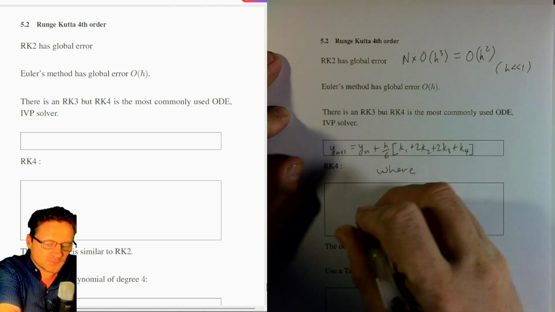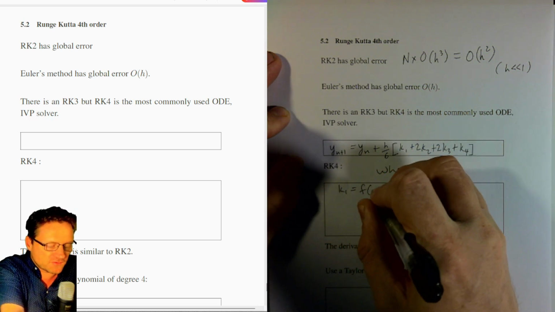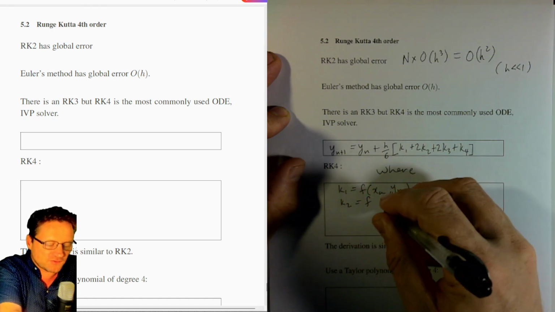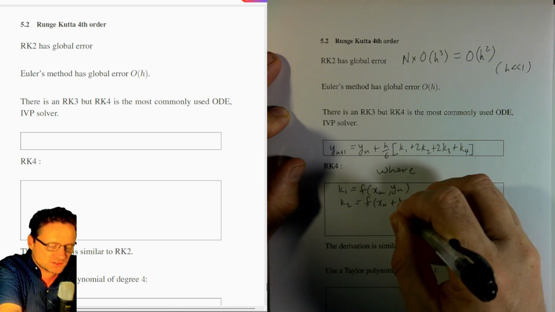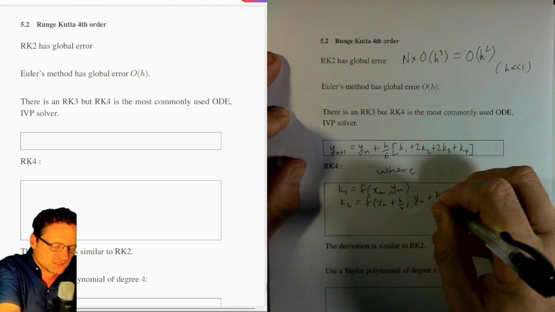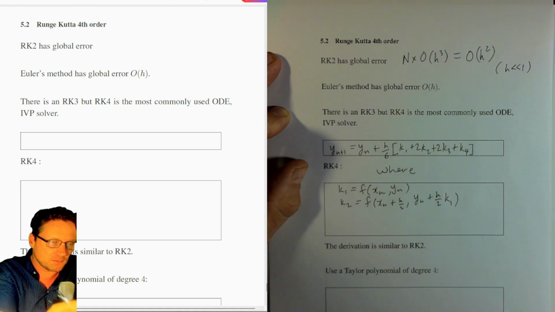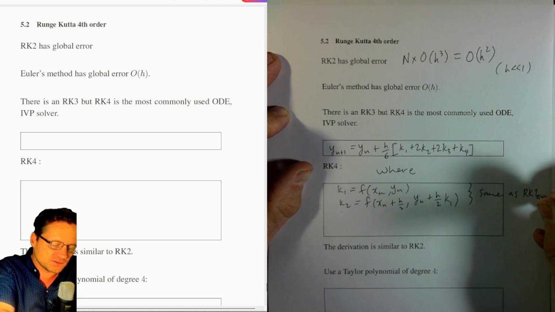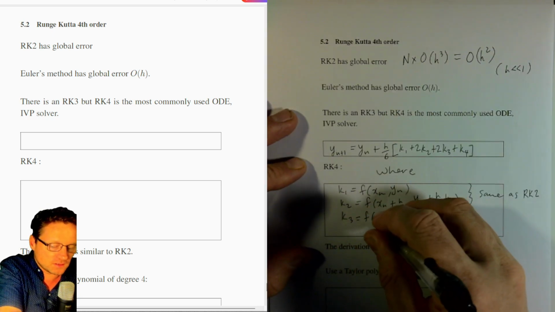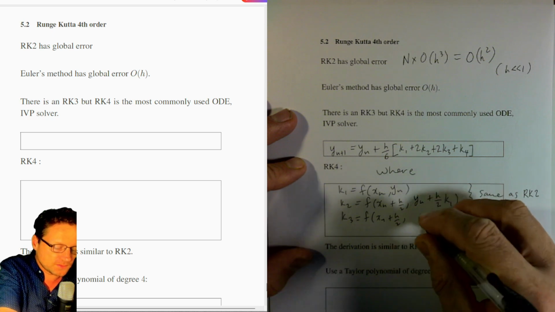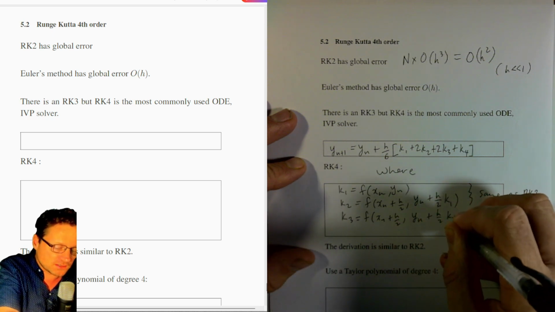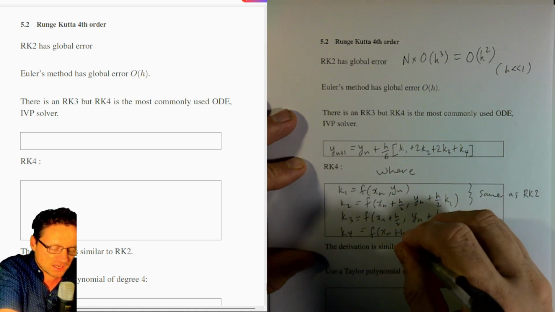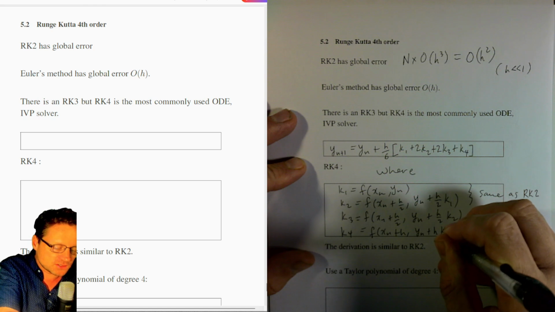where k1 is f(xn, yn), k2 is f(xn + h/2, yn + h/2 k1). And so these two are the same as in RK2. k3 is f(xn + h/2, yn + h/2 k2). And k4 is f(xn + h, yn + h k3).